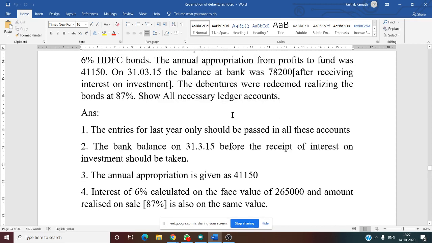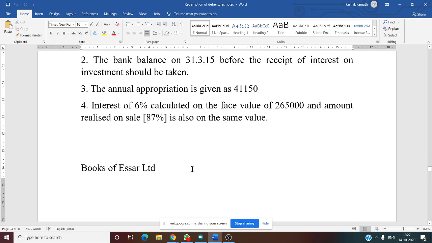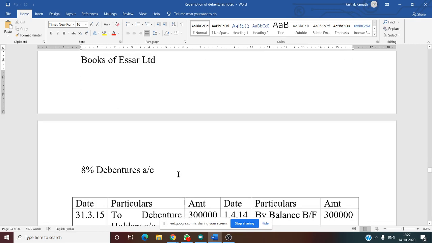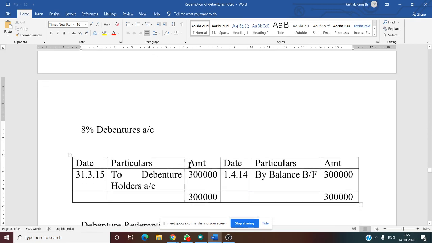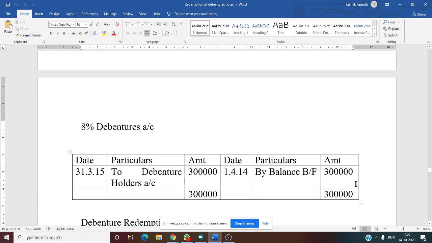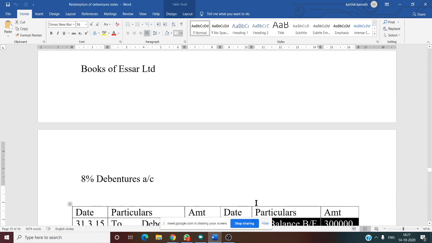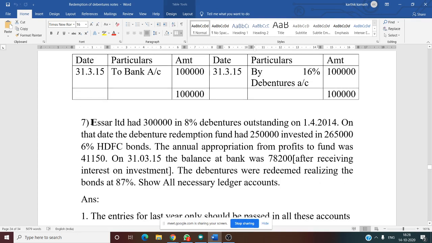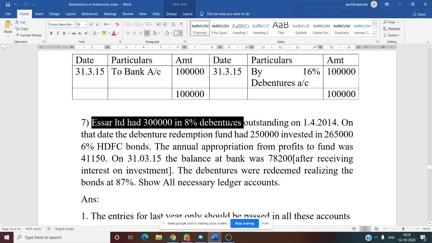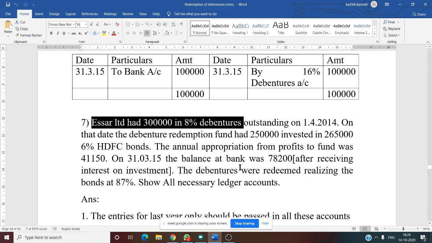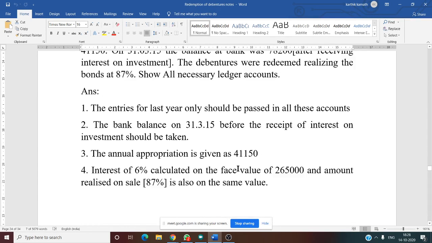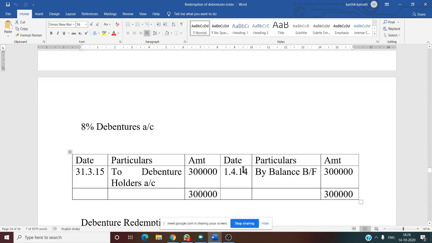See, the first account, in the books of SR Limited, is the 8% debenture account. We need to prepare the 8% debenture account only for 1 year. Now, by balance brought forward, debenture has a credit balance. Where is this information given? 3 lakh. Debenture information is given in the question itself. See this, SR Limited had 3 lakh in 8% debenture. So the debenture value is 3 lakh. So by balance brought forward is 3 lakh.